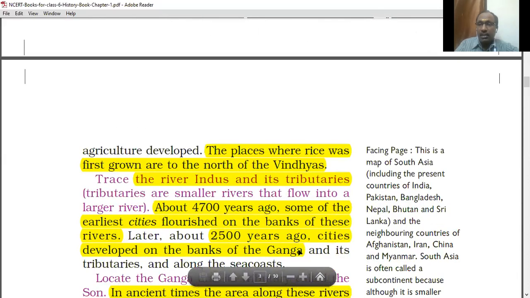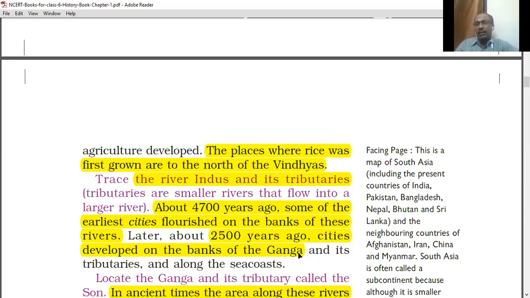That is, the ancient people, the old people, old means ancient, right? So thereby they developed their civilizations. The places where rice was first grown are in the north of the Vindhyas. There they grew crops, rice crops particularly.